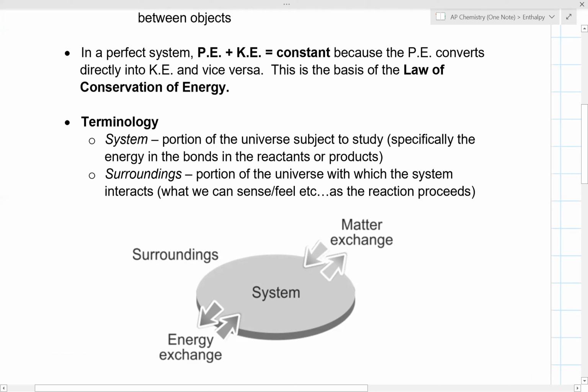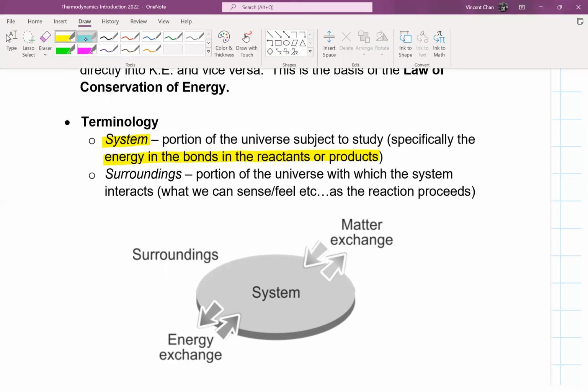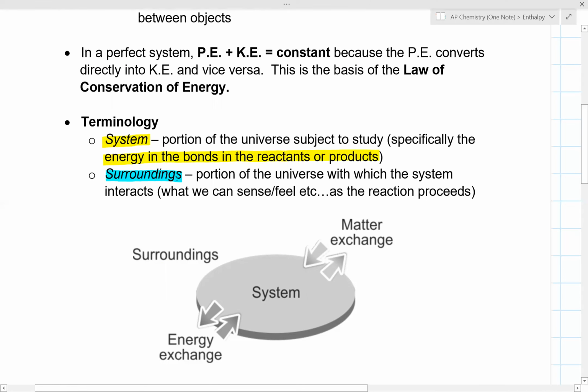Another thing that you should be aware of is the terminology that we use. When we talk about thermodynamics, we talk about a system, which is the portion of the universe subject to study, specifically the energy in the bonds, in the reactants or products. So when we're looking at the bond energy and what's happening to the energy in the actual reaction, that is generally called the system. Surroundings is the portion of the universe with which the system interacts. Basically, what we can sense or feel as the reaction proceeds. So if we feel that something is hot, that is the surroundings.